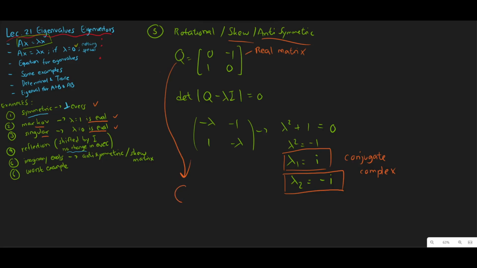So what does that mean? It means that Q transpose is equal to minus Q. So the transpose of Q here is this, and that's exactly minus 1 times the initial matrix. You get plus 1 here, you get minus 1 here.